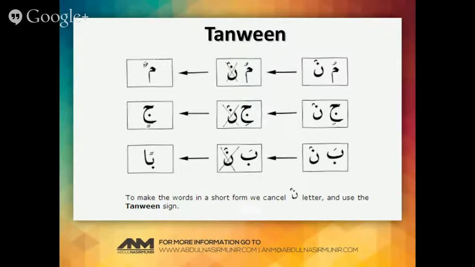But to make the words in a short form, now we understand that all we have to do is cancel the noon letter out and use a tanween sign instead. If we want to expand what is in the jim kasratain, after we pronounce jin, then we can expand it, as you can see in the rightmost column. So we have jim and the noon in there.